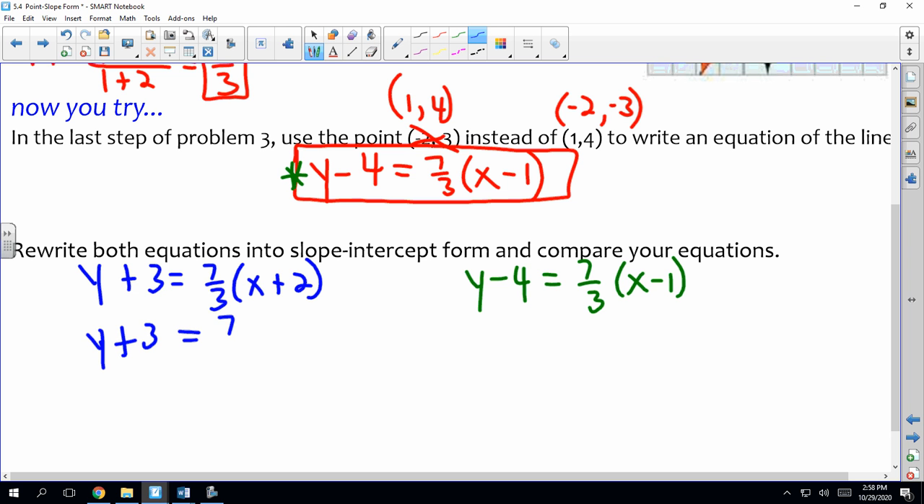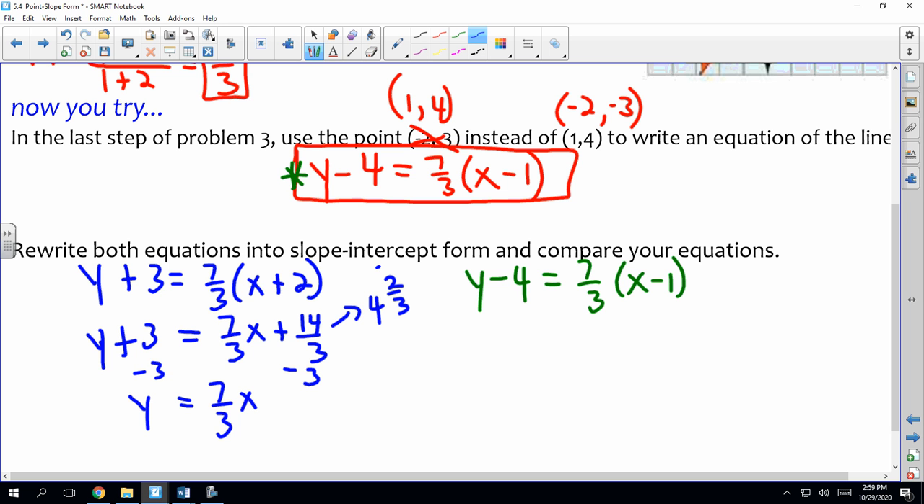So here's what this would look like. I distribute the 7/3, so I have 7/3 x plus 2 times 7 is 14 all over 3. And then I'm going to subtract 3 from each side. So I've got y equals 7/3 x. Think of 14/3 as 4 2/3, because 3 goes into 14 4 times with 2 left over. So 4 2/3 minus 3 gives me 1 2/3. So I have plus 1 2/3.